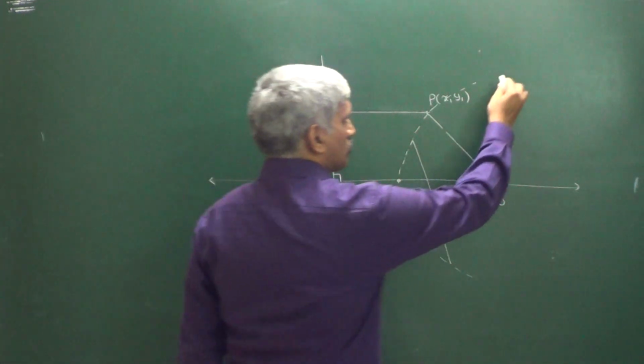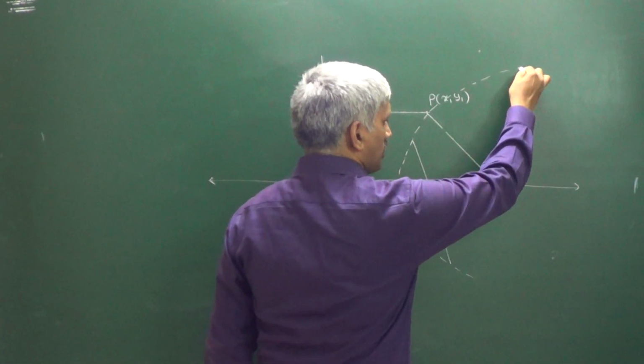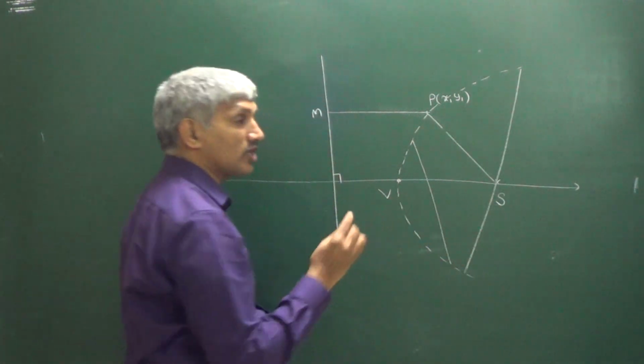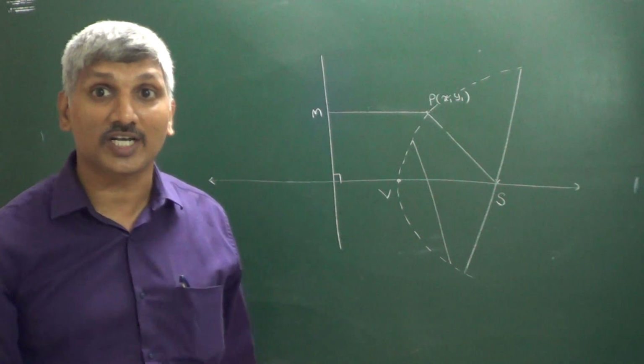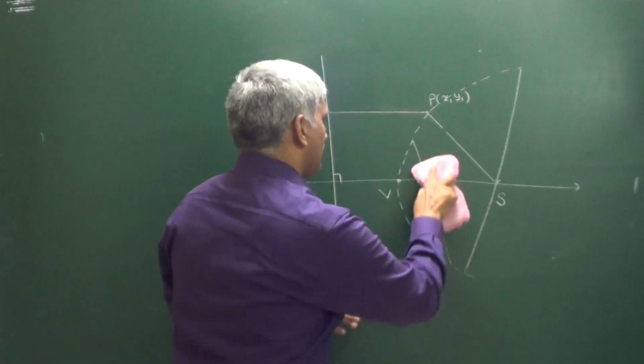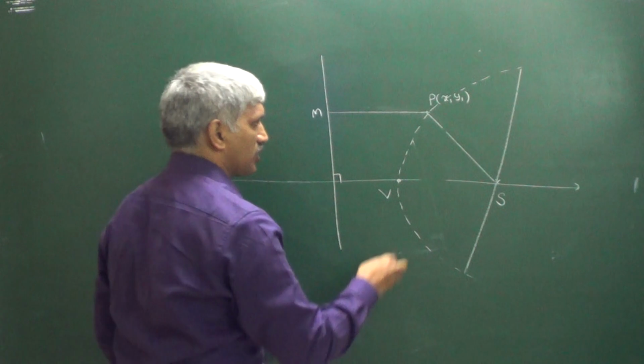A chord passing through focus. If the chord is passing through focus, we will call it a focal chord. A chord passing through focus is called a focal chord. At the same time, you can observe one more piece of information here.